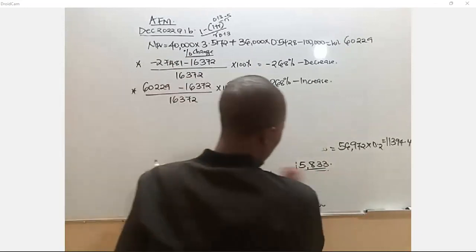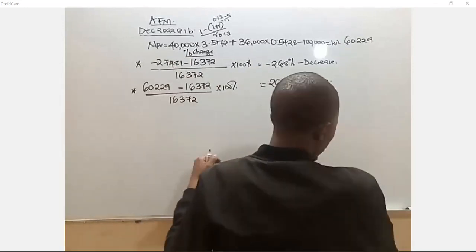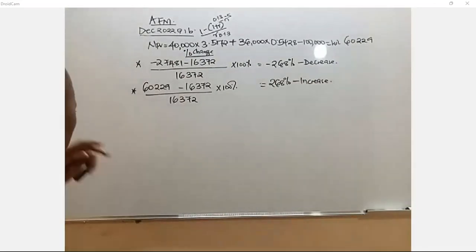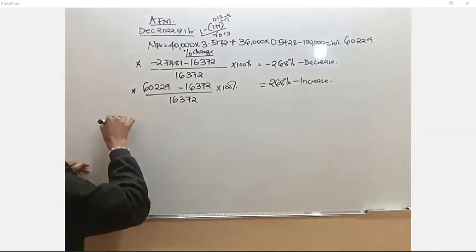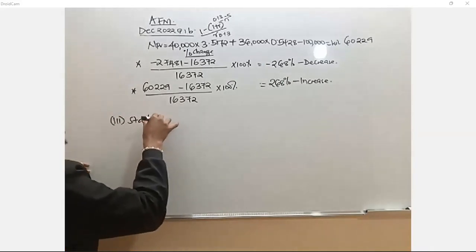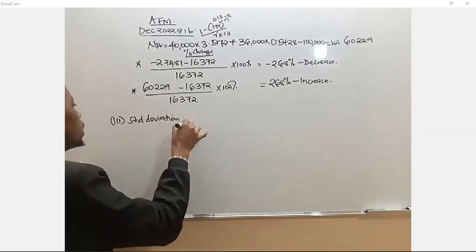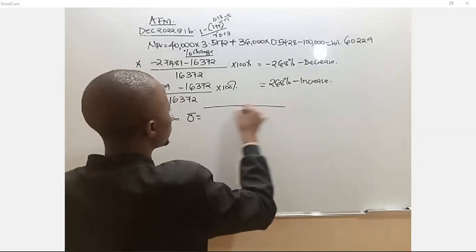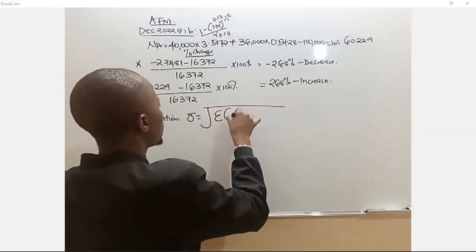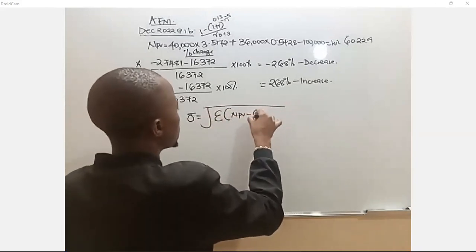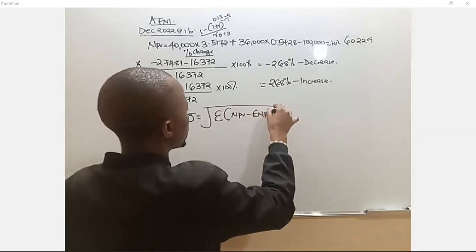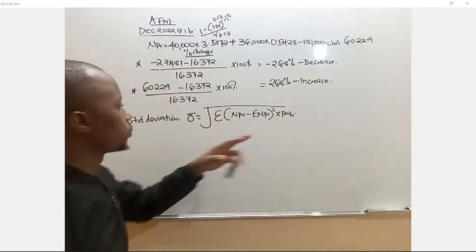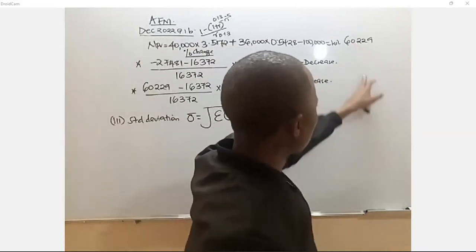The standard deviation, that is why I said you need to do a lot of questions. Don't wait for the last minutes. So number 3, we are talking about the standard deviation. To get our standard deviation, we need to take the root of the summation of NPV minus expected NPV squared, multiplied by the probability.